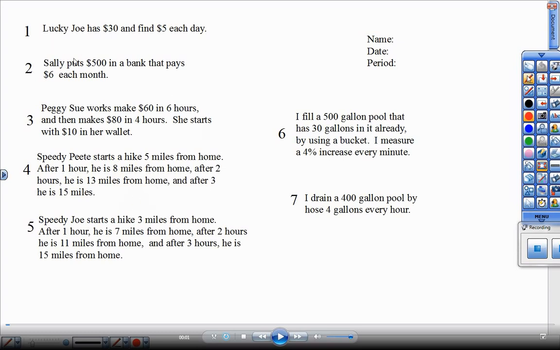I want you on a piece of paper to write all of this, each of these 7. I want you to write all these words. All right, so here we go. Hopefully at this point you have written these down.